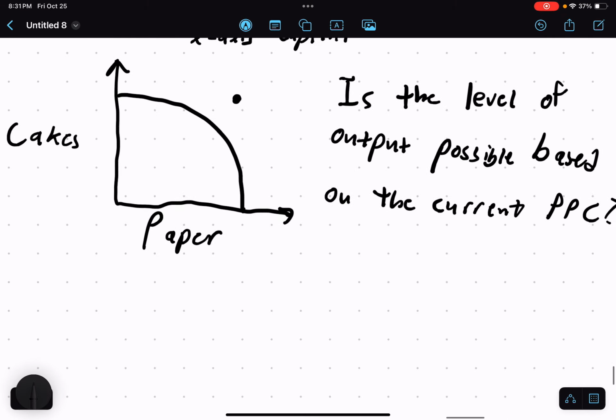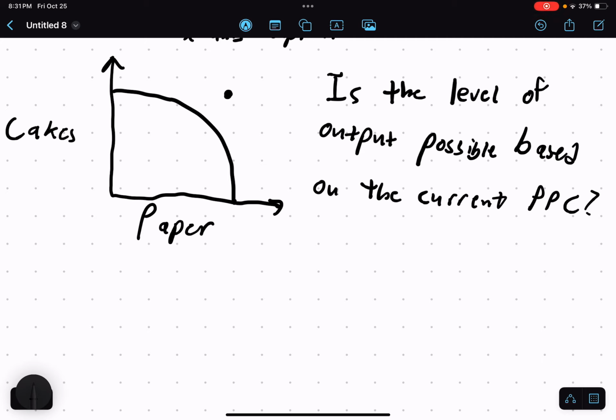So knowing the last 2 questions, especially number 1, I want you to answer whether or not the level of output is possible based on the current PPC. So is the level of output possible based on the current PPC? So as you can see, we're producing at a point over here. And I want you to think about it. So basically the answer is no.